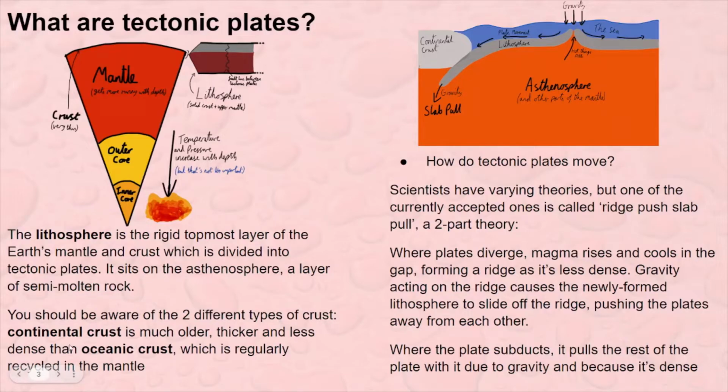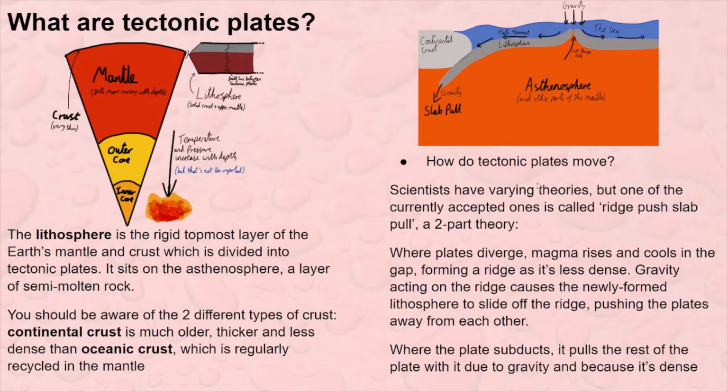It doesn't really matter. You should also be aware that there are two types of lithosphere, two types of plates or crust. Continental crust is older, thicker, and less dense than oceanic crust, which is the main one we're going to be looking at in this video. It gets regularly recycled and it's much more dense. Dense is quite an important word in this video, especially in deciding how tectonic plates move.